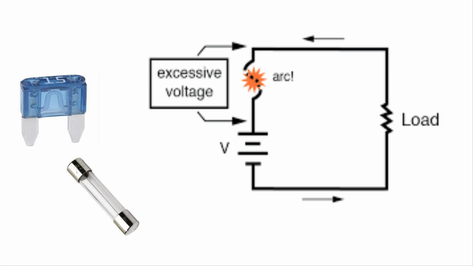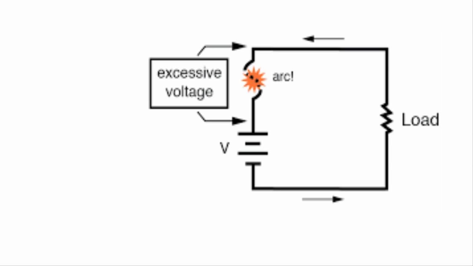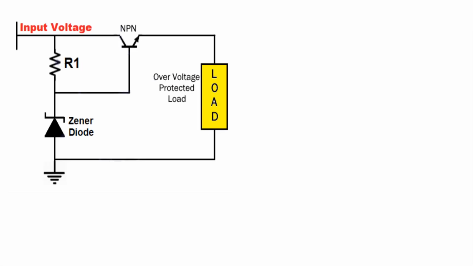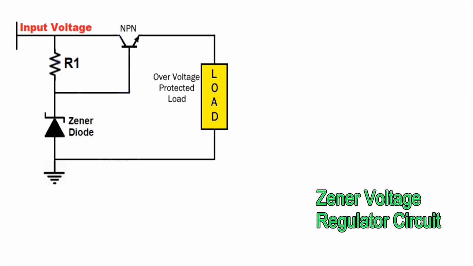But the problem is that it's one-time protection, because as the voltage exceeds the preset value, the wire inside the fuse will burn and break the circuit. Then you have to replace the damaged fuse with a new one to make the connections again. Here in this circuit, a Zener diode and bipolar transistor are used for automatic overvoltage protection.